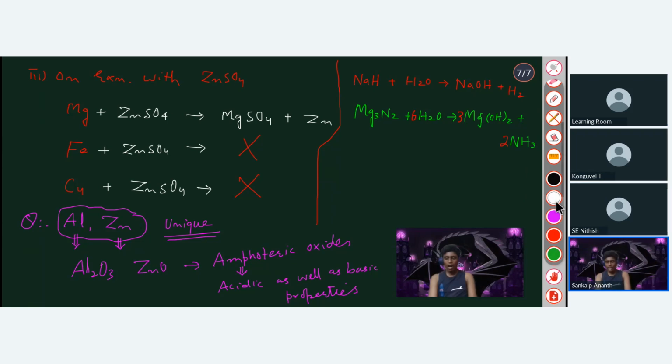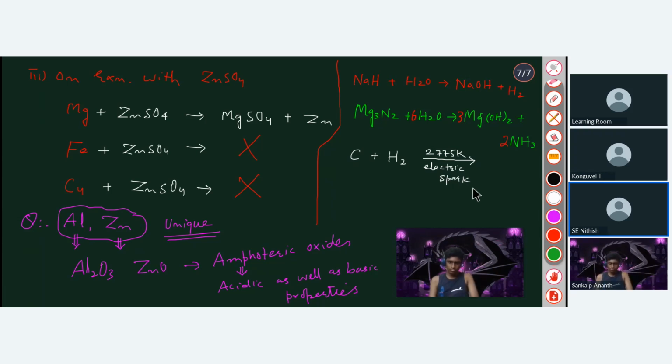Now there is also a very important reaction: if we have carbon, you can call it coke, and you are reacting it with hydrogen. But what are the conditions here? We have a very high temperature, that is 2775 Kelvin, and we are passing an electric spark. Can anybody tell me what will be the product here?